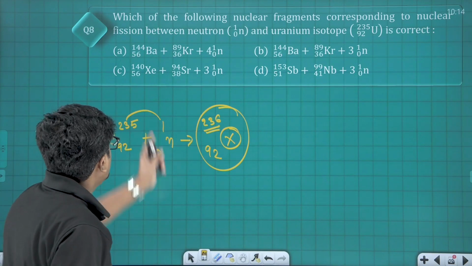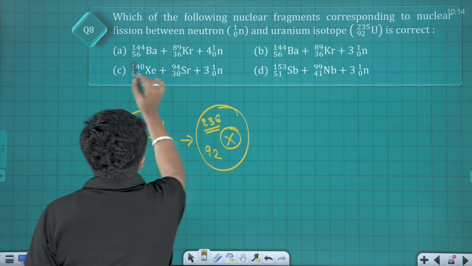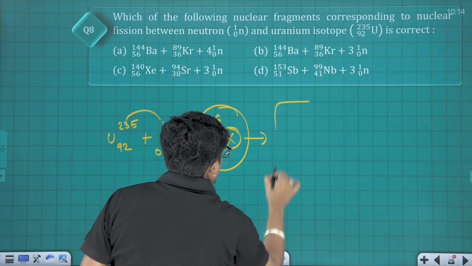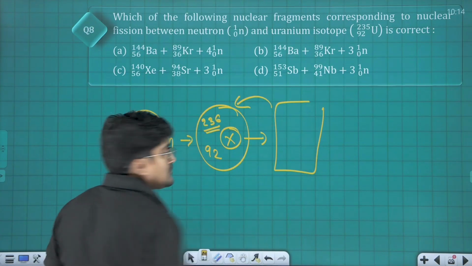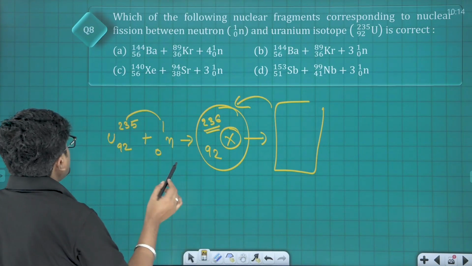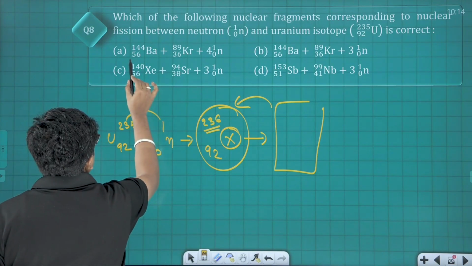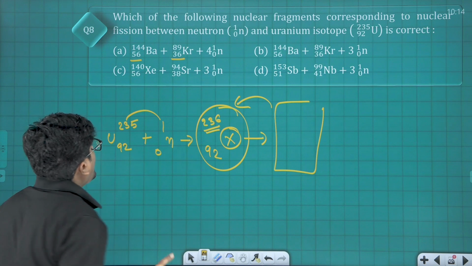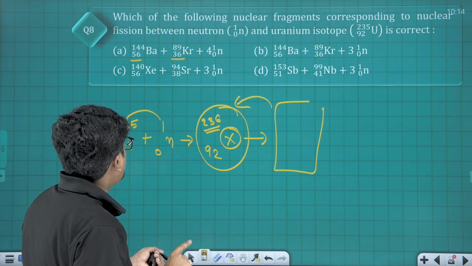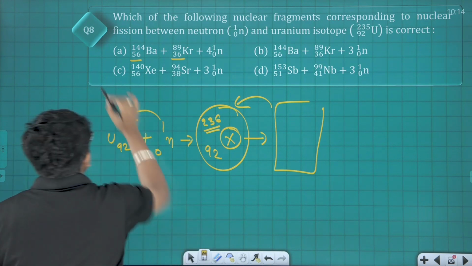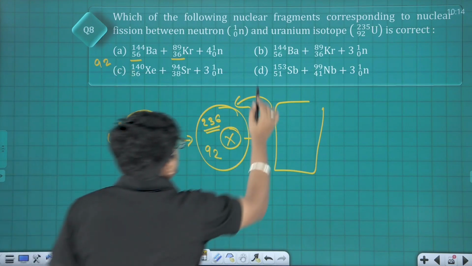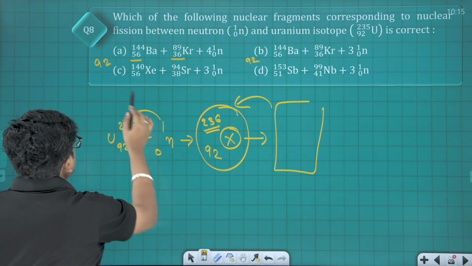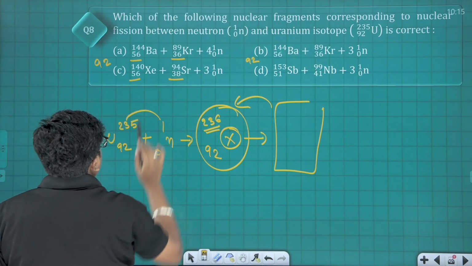All right, fine. Now we need to check out of A, B, C and D which gives this combination. Let me start with the very first one. If I go for the atomic number, here this is 56 and 36. 50 plus 30 is 80, 6 plus 6 is 92. Here also it is 92 atomic number, and here it's 56 plus 38.